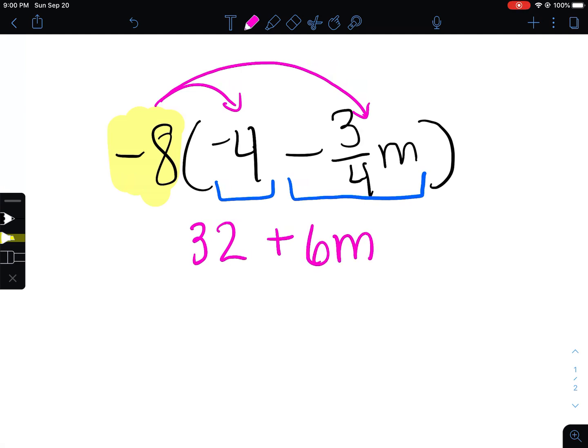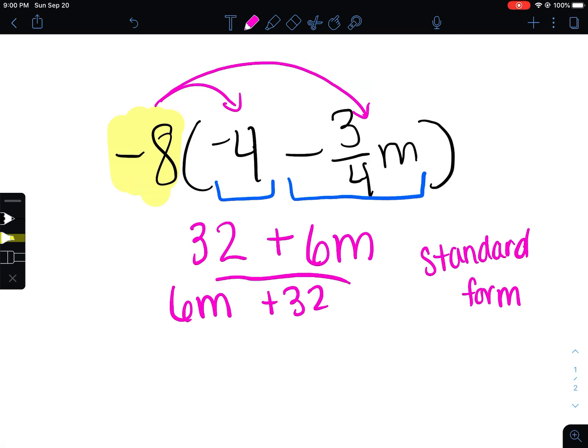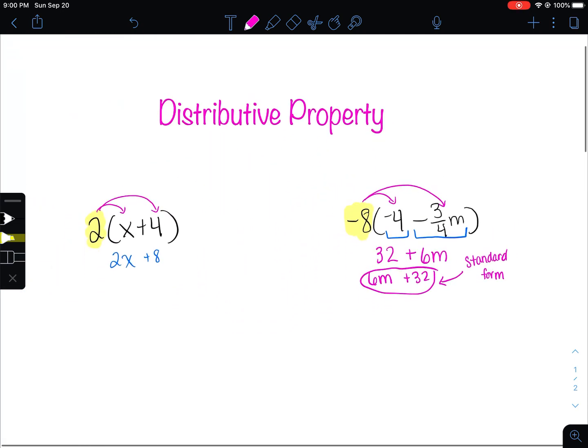Usually that's okay. If they ask for something called standard form, that means that you want to have your variables out front. It goes highest exponent on the variable to constants at the end. So we're going to rewrite it so that it's 6m plus 32. But again, that's only if they say specifically that it's standard form.